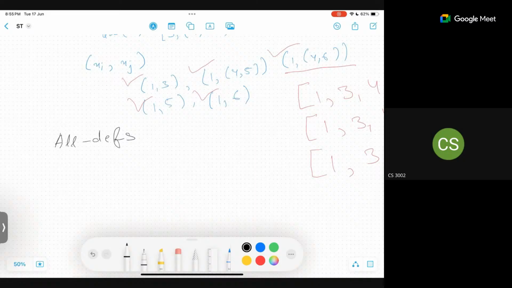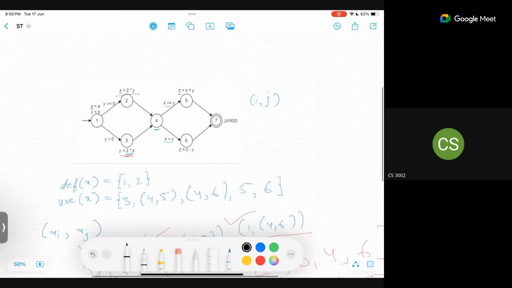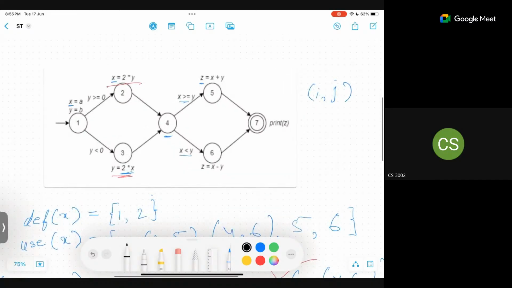So all defs says you have to consider all definitions, because again, for variable x, all definitions, but consider at least one use. Every definition of x should have at least one use. It should be used at least once.